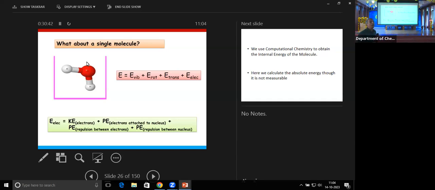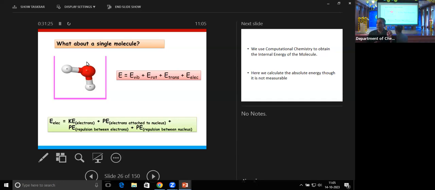So, kinetic energy of the electrons. Potential energy of the electrons attached to the nucleus, which is the attraction. Potential energy between the electrons, which is the repulsion energy, and repulsion between the nuclei. That's all. These are the energies, the total energy of that molecule. That is the total energy of this single H2O molecule. Simple. Agreed?